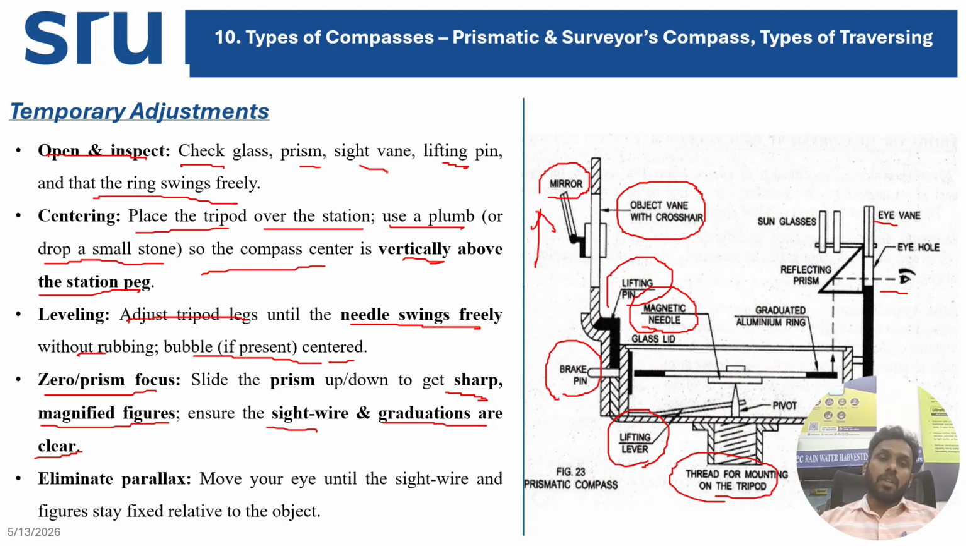Okay. Then the second thing, you have to eliminate parallax. Move your eye until the sight wire and figure stay fixed relative to the object. You have to move your eye vane up and down so that your sight wire and figure stay fixed relative to the object line. So that you have to verify. That is the elimination of parallax error.